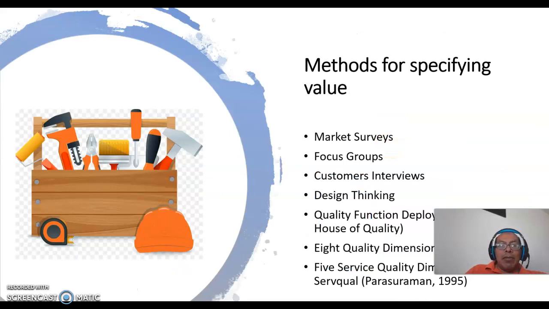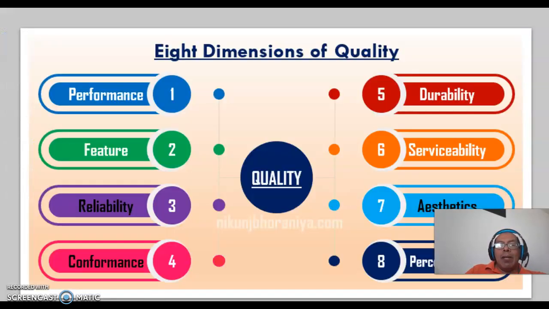There are several methods to specify value, and we're going to jump right into the 8 dimensional quality. As you can see, the first one is performance, the second is features, the third one is reliability, fourth conformance, fifth durability, sixth serviceability, seventh aesthetics, and eighth perceived quality.